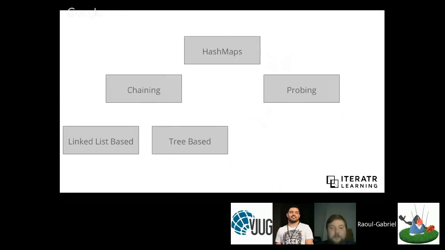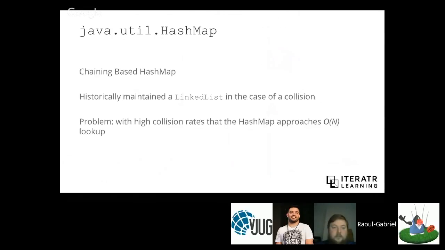What we're going to focus on now is chaining, specifically two approaches. One using a linked list approach, which was used before Java 8, and then maybe the new approach using a tree-based approach. So Richard, what are the different trade-offs for using a linked list approach to resolve collisions or a tree-based approach?